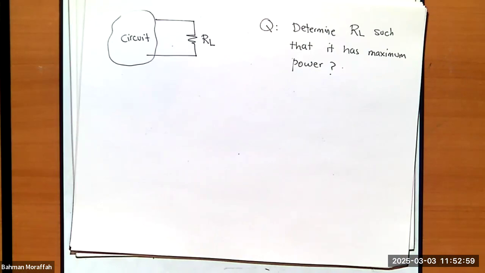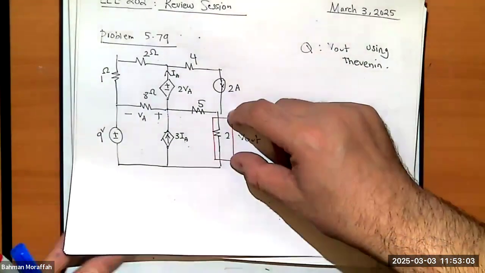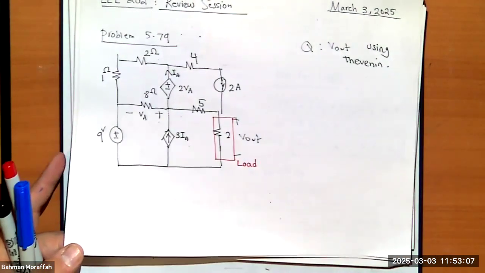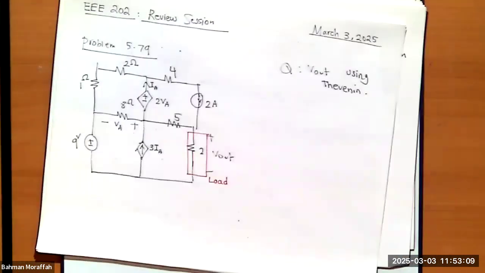Yes, exactly. So if I remove this load over here and replace it by some resistor, and I tell you to determine the value of that resistor such that it has the maximum power, what I'm basically asking you to do is to find R Thevenin. So you have to find V open circuit, you have to find I short circuit, and you have to divide them, given the fact that this circuit has a lot of dependent sources, right?